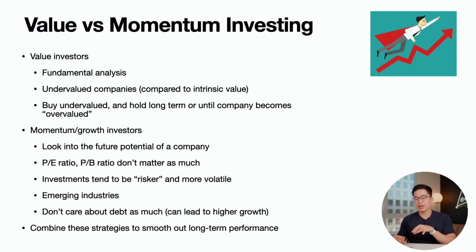On the other hand, you have momentum and growth investors. So these are traders that don't really care so much about all the fundamentals of the company. They don't care if a company could be overvalued in a sense. Rather, they are looking at the future potential of that company. So things like PE ratio, PB ratio, they don't matter as much. These investments, they tend to be riskier and a little bit more volatile because, since they are overvalued in a sense, there's much more room for them to go up and down. And these types of investors are generally going to prefer investing in these emerging industries. So right now, it's going to be like EV, it's going to be tech, it's going to be all these sectors that, while they are overvalued, they have seen a lot of high growth in the last year.